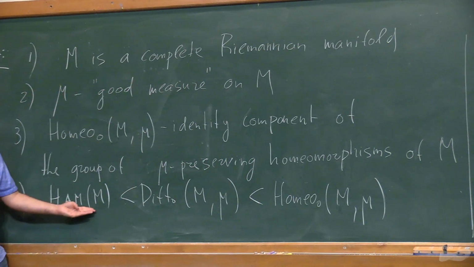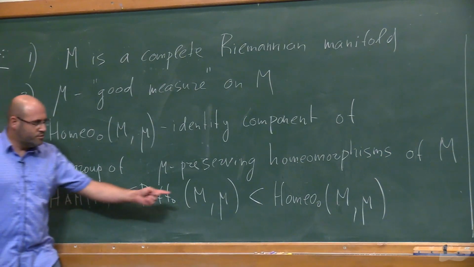So again, I'm looking at the group of Hamiltonian diffeomorphisms. You want to see it as a subgroup of measure preserving homeomorphisms or diffeomorphisms? Yes, but measure preserving with respect to the measure mu. And the Hamiltonians will not be a subgroup of those unless mu is related to the symplectic form. Yes, you're completely right. But I can take mu related to the symplectic form.